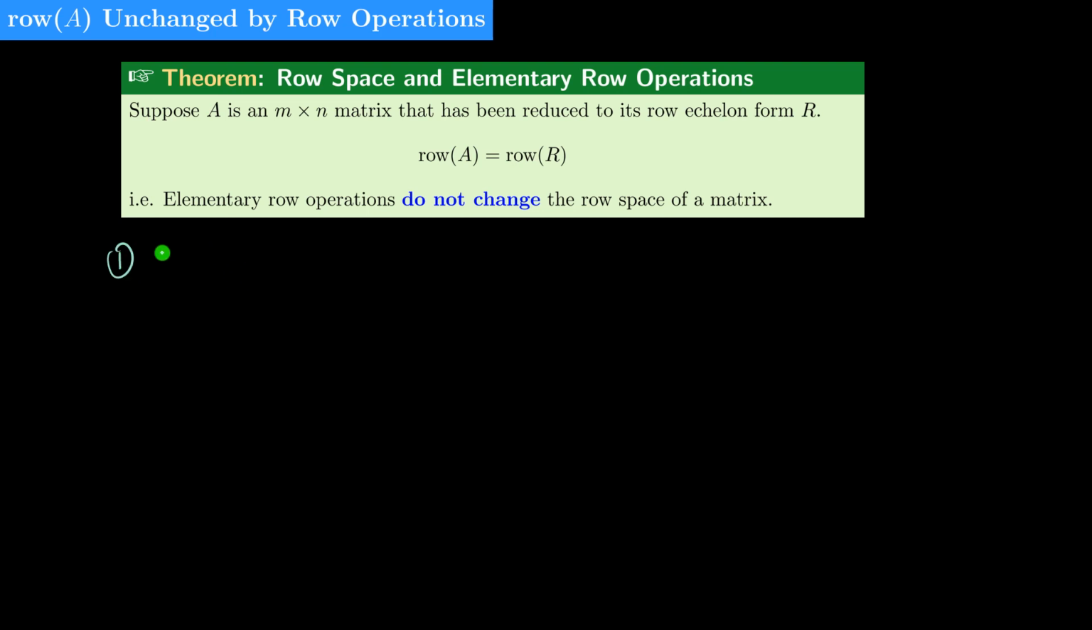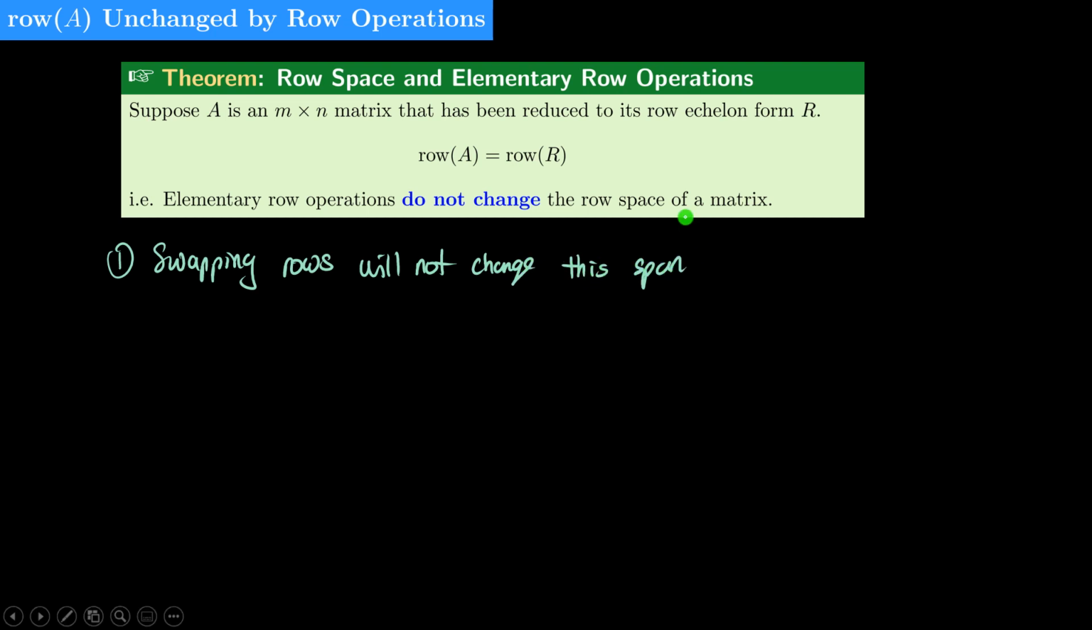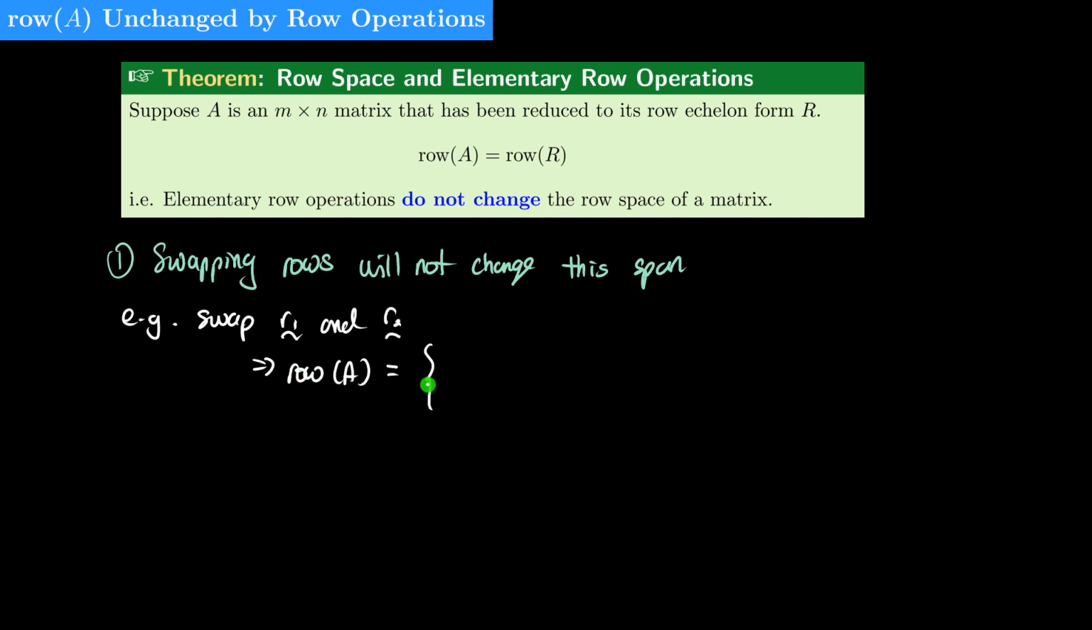First, we show that swapping rows will not change the above span. So, for example, if we were to swap row 1 and row 2 in the matrix above, this implies that our row space of A now becomes the set of all vectors such that we have C1R2 plus C2R1 plus all the way to CmRm such that C1, C2, Cm are all real numbers.